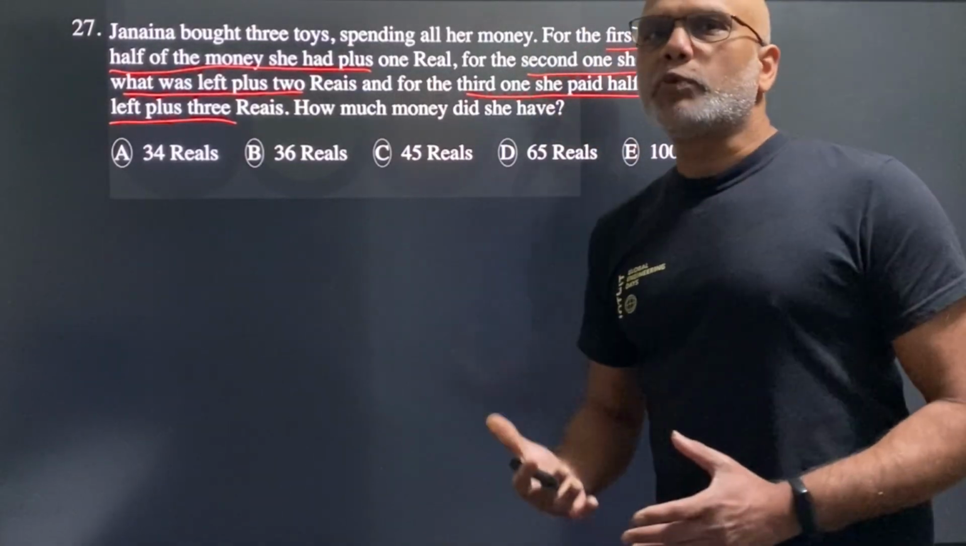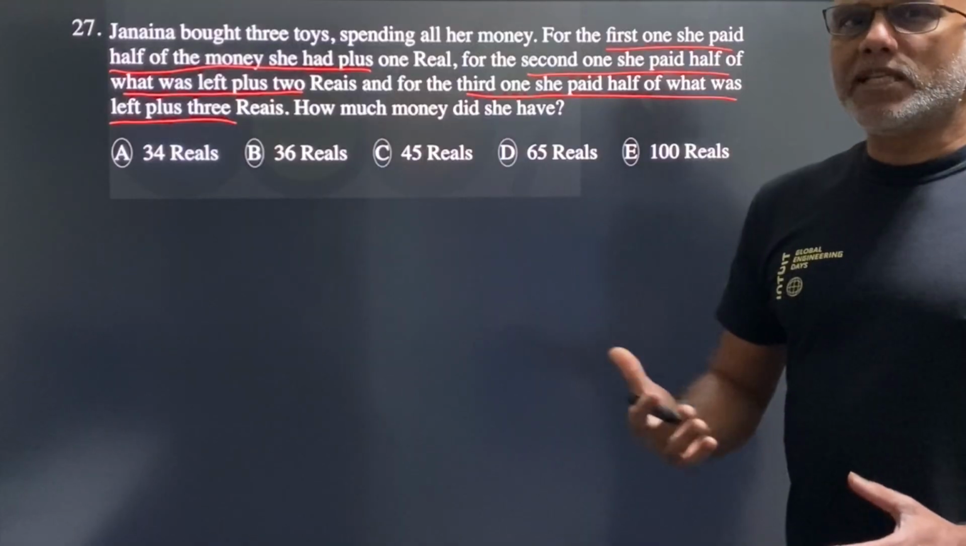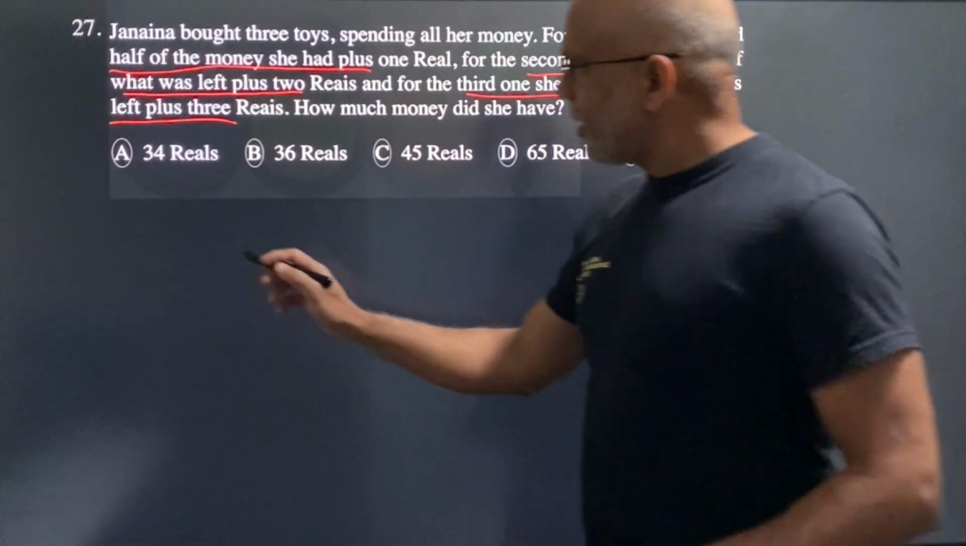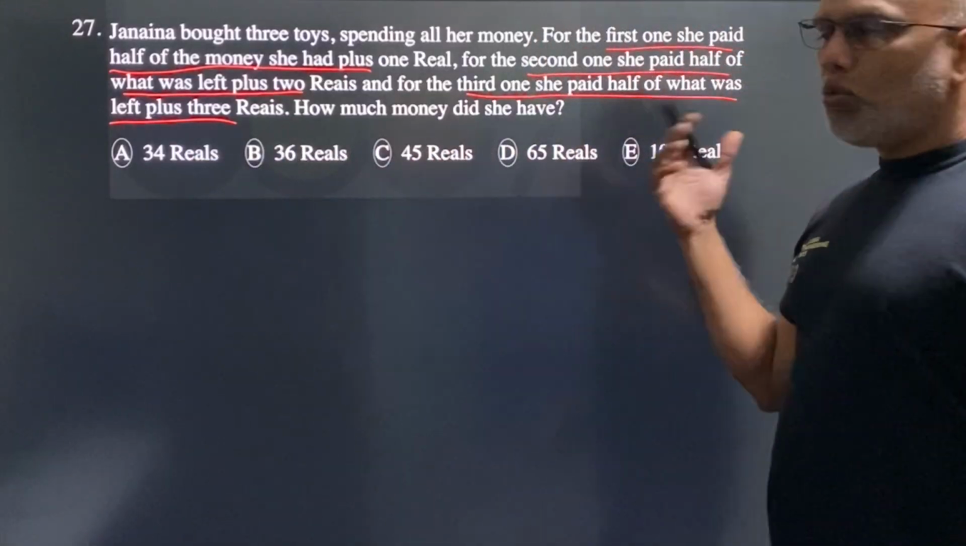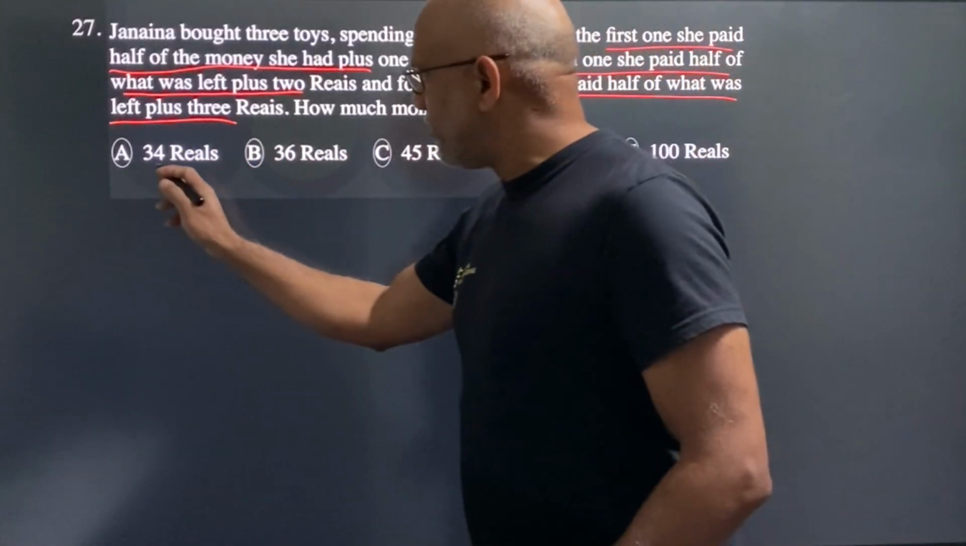So there are a few ways we can solve this problem. Let me show you the easiest one first. We can try each choice, one at a time. So let's try the 34.